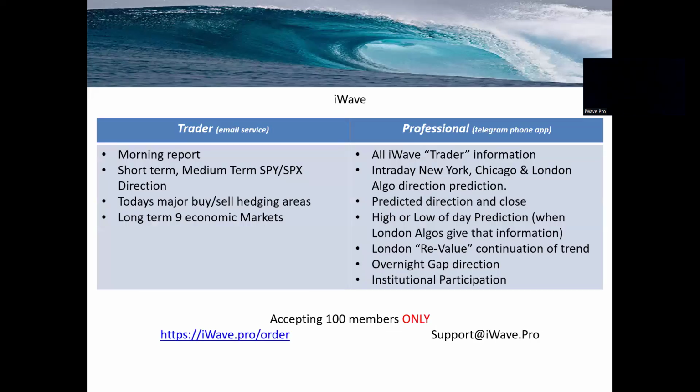So now here's the difference between our two memberships real quick before we get into charts. The trader member gets an email service, and you'll know the direction, the multi-day direction. And then the professional version, you'll get all the stuff on the trader as well, which is the short-term swing trading direction, and then you also get the medium-term, long-term. But you get all the day stuff of what's happening today, during the day, which way this thing's going to be pressured to go. New York, London, Chicago algorithms, how they affect the market, how they're going to push it, which direction, when they're going to create the top and the bottom of the day.